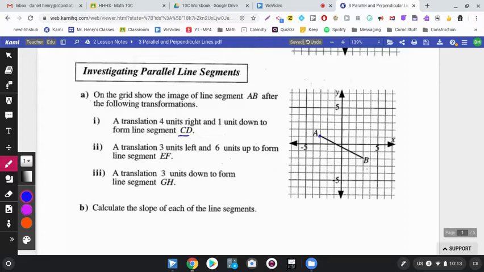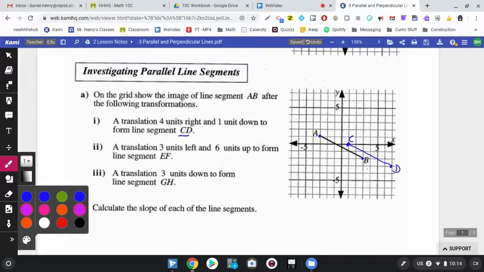So all I do for point A, I go 4 to the right, 1, 2, 3, 4, 1 down. That's my new point. For B, I would go 4 to the right, 1, 2, 3, 4, 1 down. And there we have it. That would be the line CD.